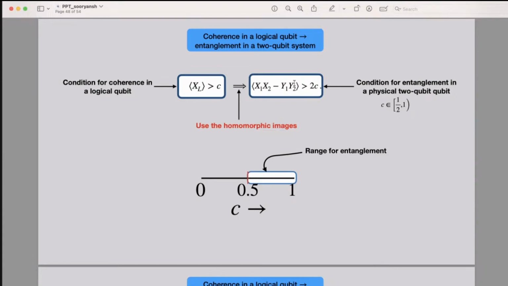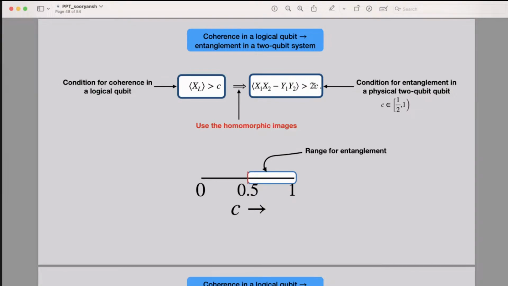Now, why is it half and why not some arbitrary numbers? That arbitrary number I have not shown here in the interest of time. Otherwise, one can play around and put arbitrary non-negative weights adding up to 1, like w1 x1, x2 plus w2 into minus y1, y2, and then depending upon the parameter space which is given by w1, w2 and c, one will get conditions for different non-classical correlations.